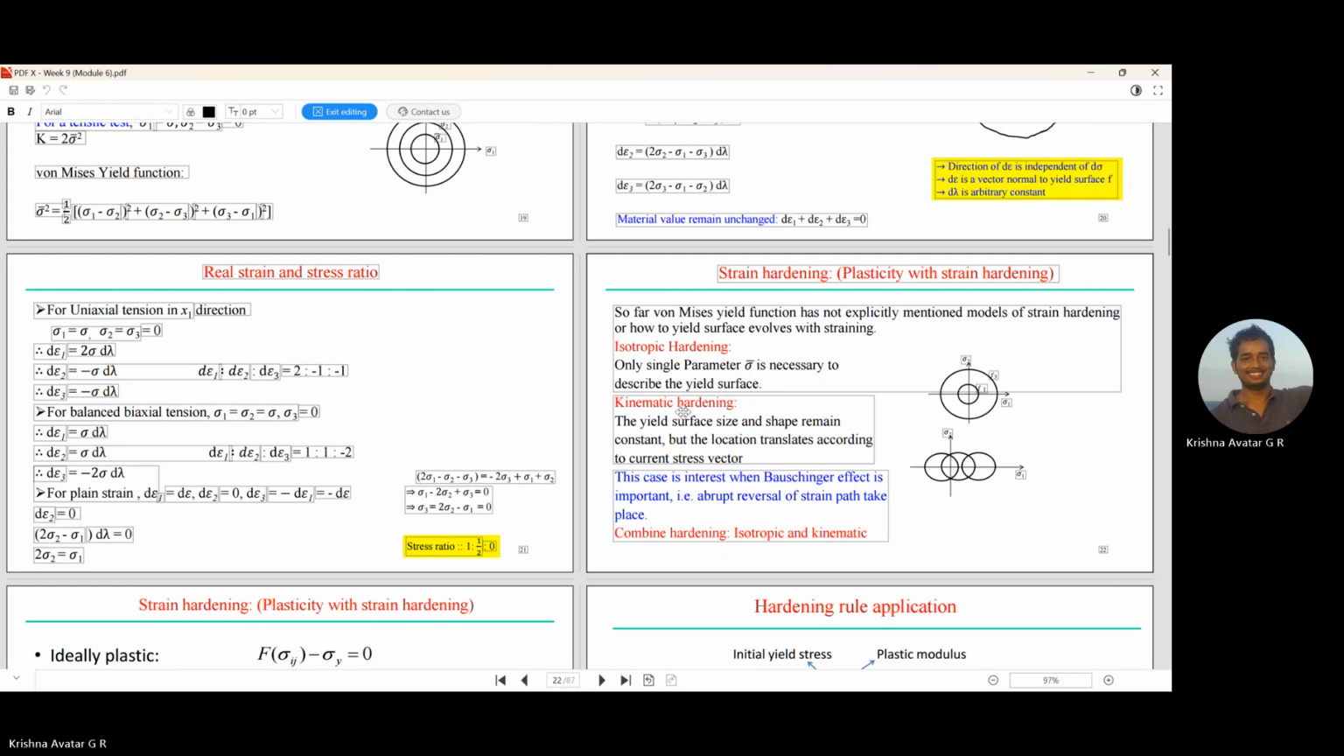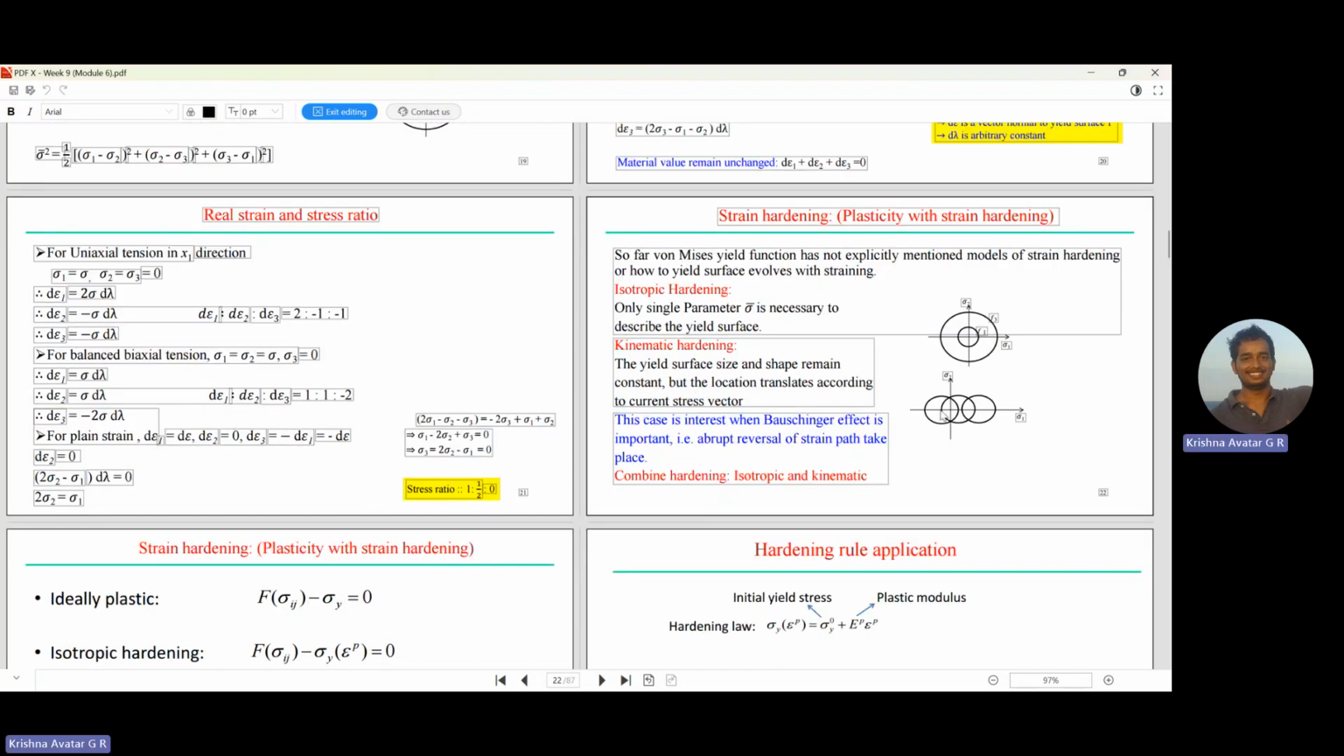In kinematic hardening, the yield surface size and shape remain constant, but the location translates according to the current stress vector. So this is how we see it. Here we clearly observe the Bauschinger effect.